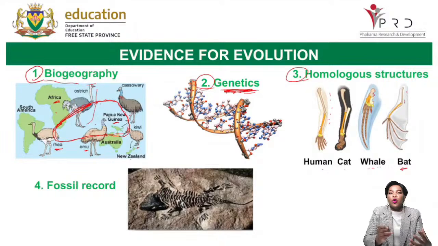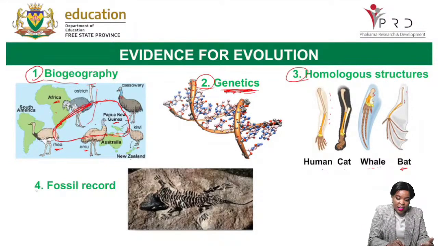So they will put all the organisms or the species that they want to compare, and then they will check how the homologous structures are similar, and then they can come to a conclusion to say this might have evolved from a common ancestor. So they use that also as evidence.